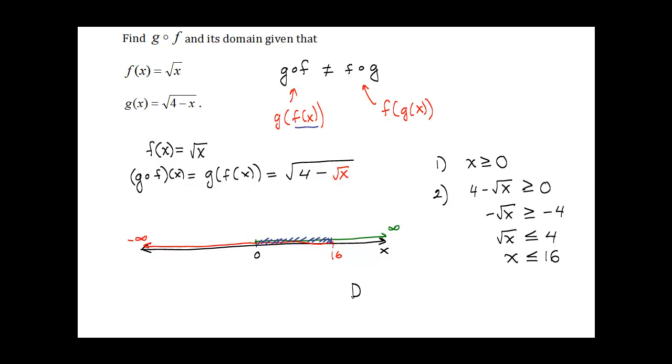This is the only interval which will allow our g compose f of x function to exist. Therefore, our domain can be written as such. x is such that x is between 0 and 16 inclusive. And inside this interval, x can exist in the set of all real numbers.